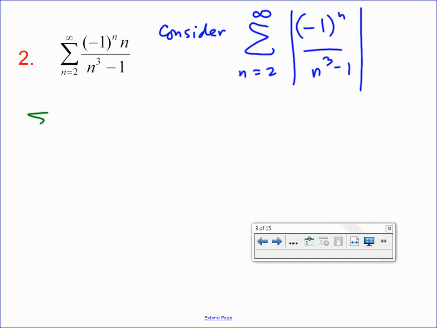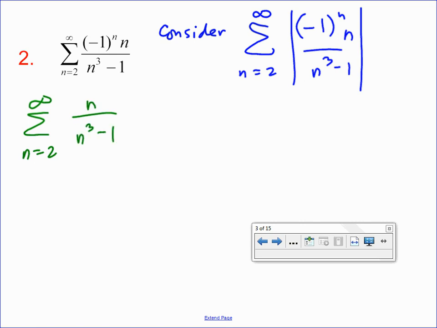And in absolute value, oh, I forgot the n. All that does to the negative 1 to the n is change it to 1. So our absolute value now is 1. And then I get n over n cubed minus 1.